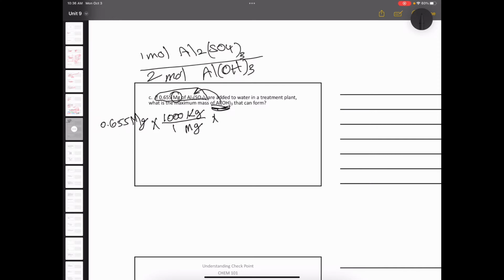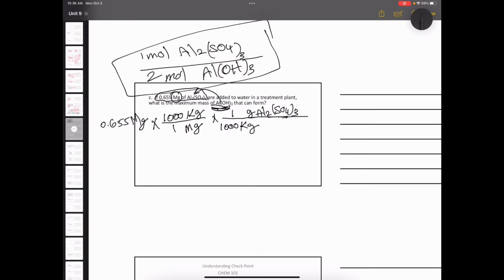Now, once I convert that into kg, I need to later convert that into grams, correct? Because that's my objective here in order to start the gram to mole relationship. So I need to have my gram up here and my kg down here. So I have 1,000 grams, 1 kilogram. So up to this point, this converts to grams of Al2SO4 3.